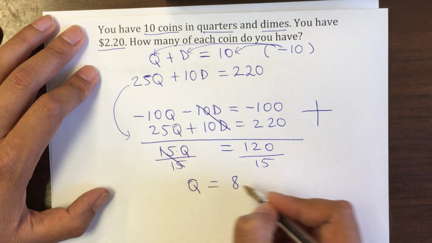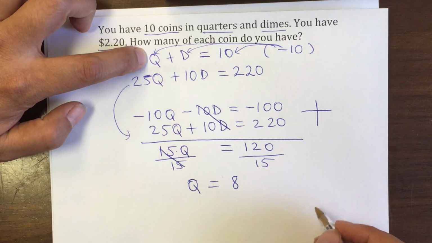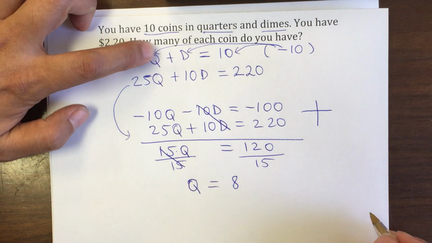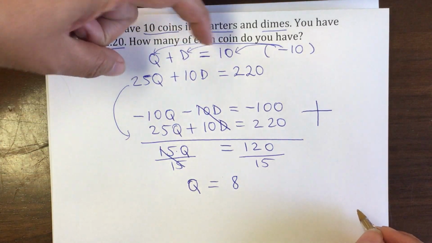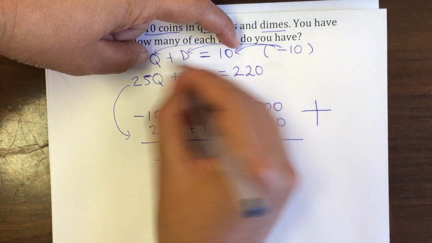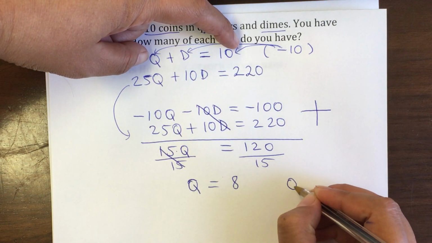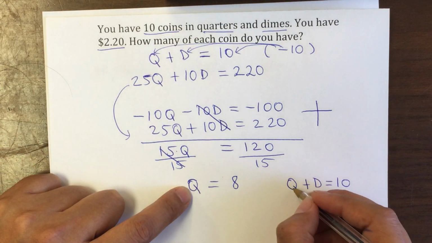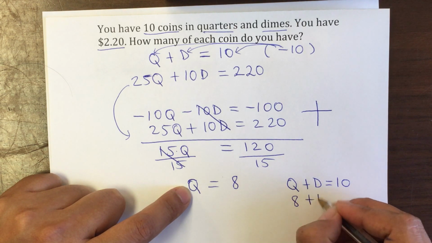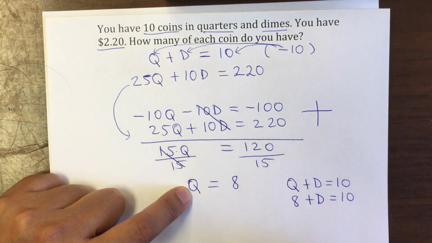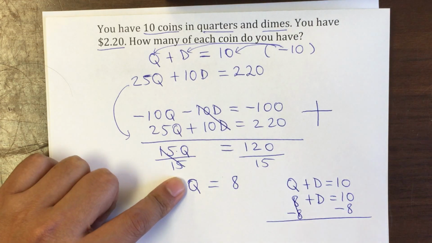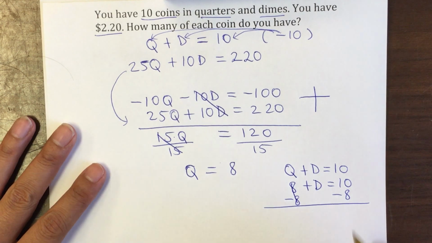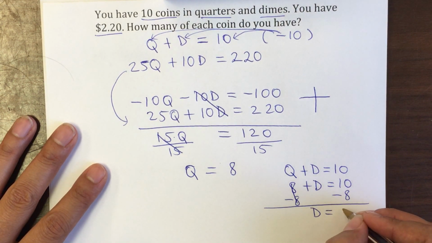That means that I have 8 quarters. I already know how many quarters I have. Now I have to figure out how many dimes I have. I'm going to use either of the two equations, but this one looks easier. So my quarters plus my dimes is equal to 10. But I already know the value of q, which is the number of quarters. I don't know the number of dimes, but I know that together they're equal to 10. If I subtract the number of quarters, then I find out that my dimes are 2.